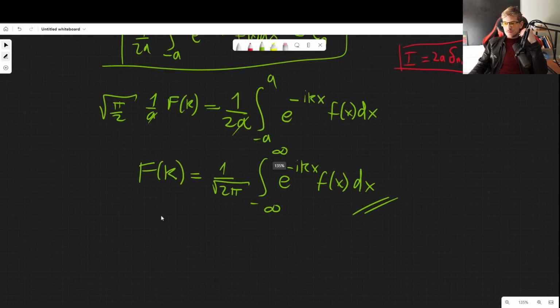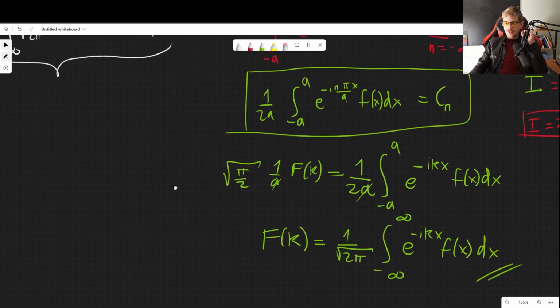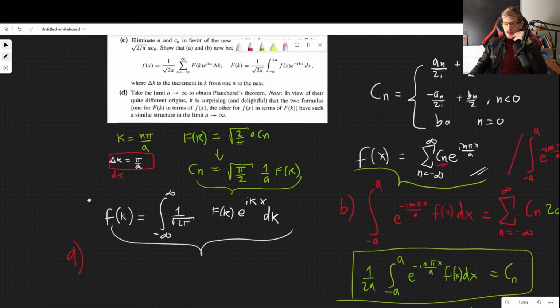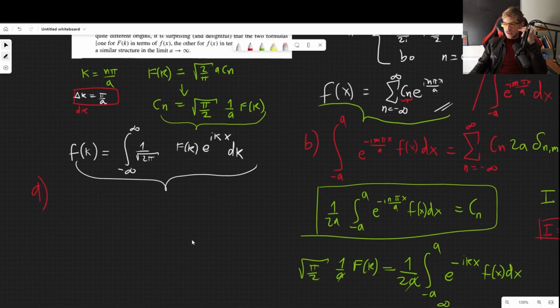And this is something that we will be using very, very often in this course whenever we're dealing with free particles. So yeah, that's pretty interesting.